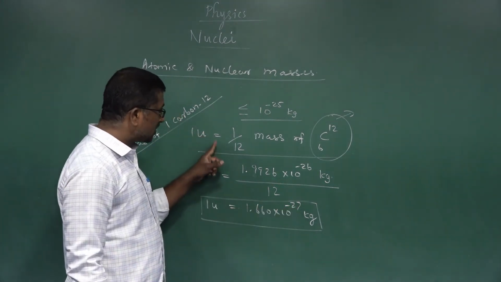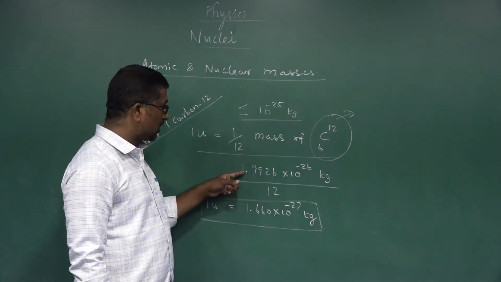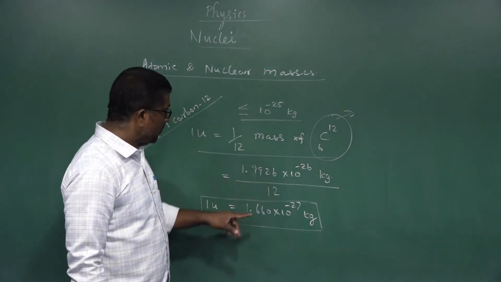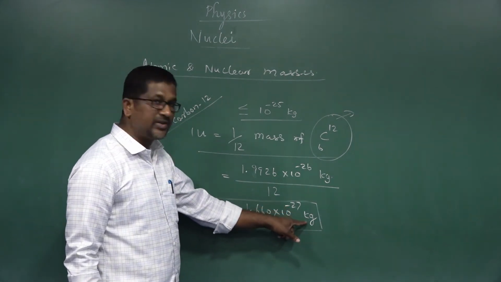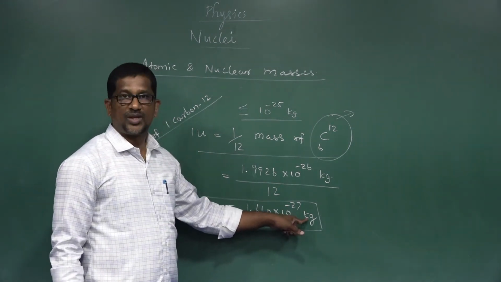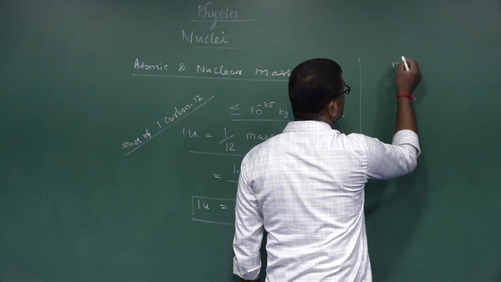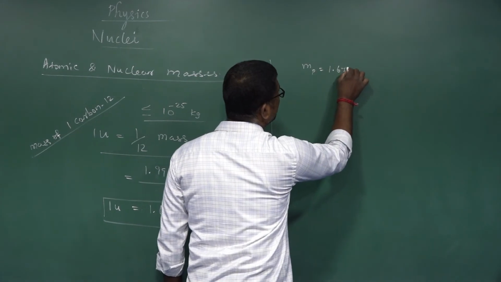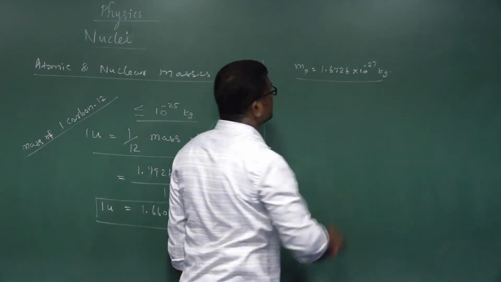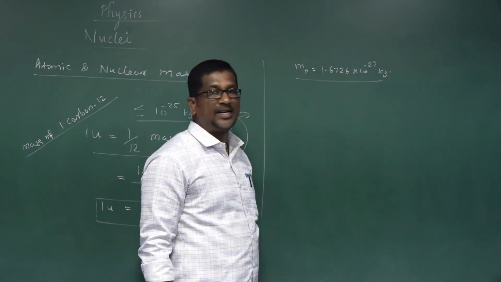One atomic mass unit is nothing but 1/12 of mass of a carbon-12 atom. The mass of a single carbon-12 atom is 1.9926 into 10 power minus 26 kg. Divided by 12, 1.660 into 10 power minus 27 kg. So this is the value of one atomic mass unit in terms of a kilogram. Already I told, mass of a proton is 1.6726 into 10 power minus 27 kg.